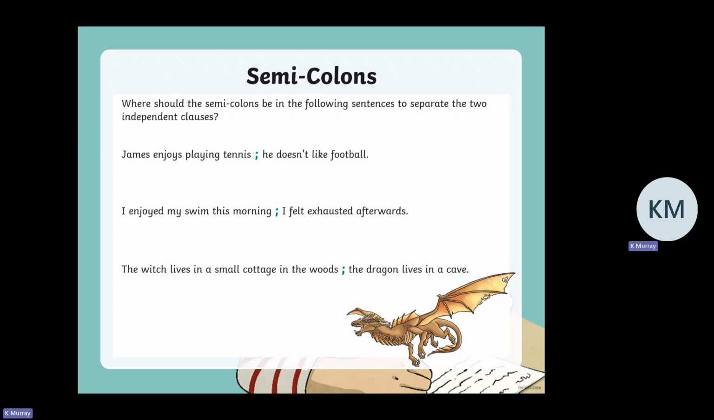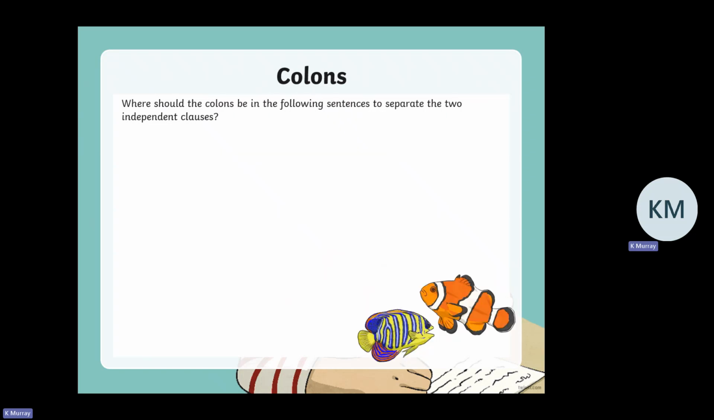The dragon lives in a cave. All right, it makes perfect sense. It's where the conjunction or the full stop would go. That's where the semicolon goes, linking the two sentences.